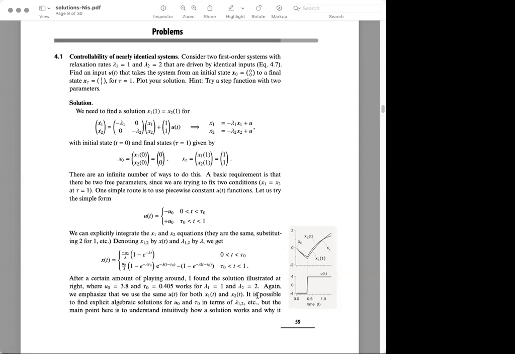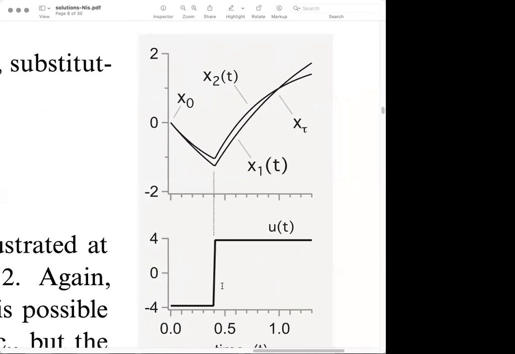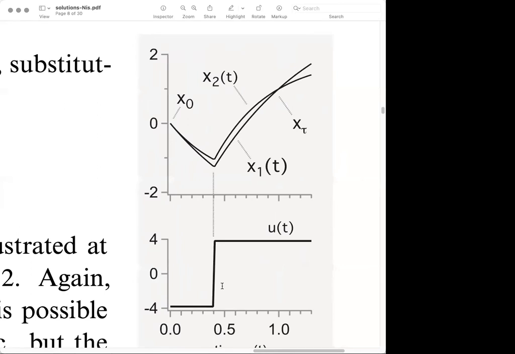So in the problem, I suggest trying a step function with two parameters. We let u of t start off at some negative value, minus u naught, up to some time tau, and then flip to the opposite value, plus u naught, and then continue up to time one, and in this case a little past it. I've sketched the input function here. Of course, you have to choose the value of u naught, a little less than 4 here, and the value of tau, a little more than 0.5 here, properly.